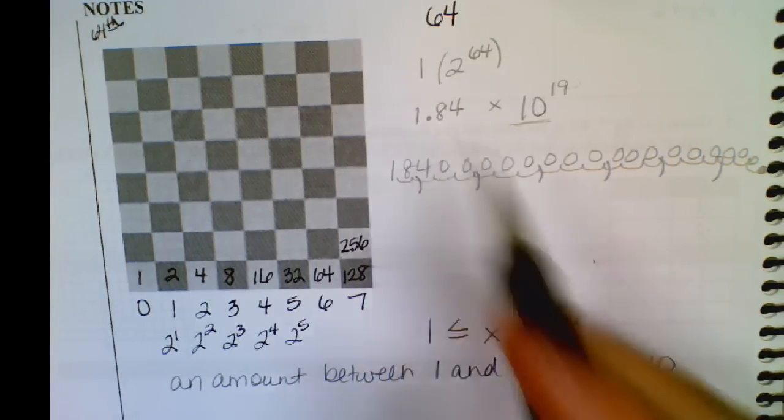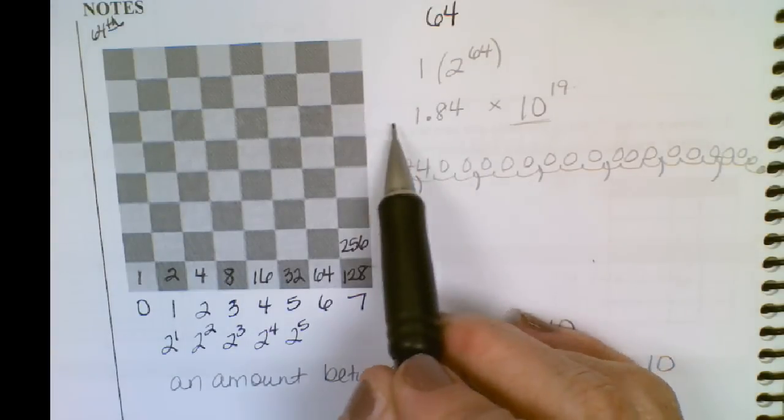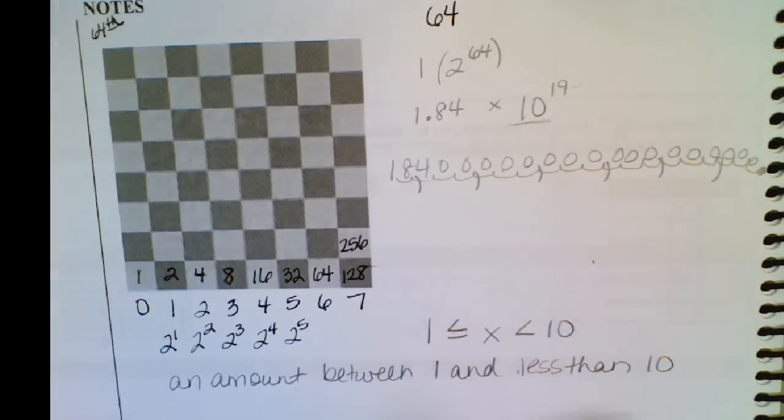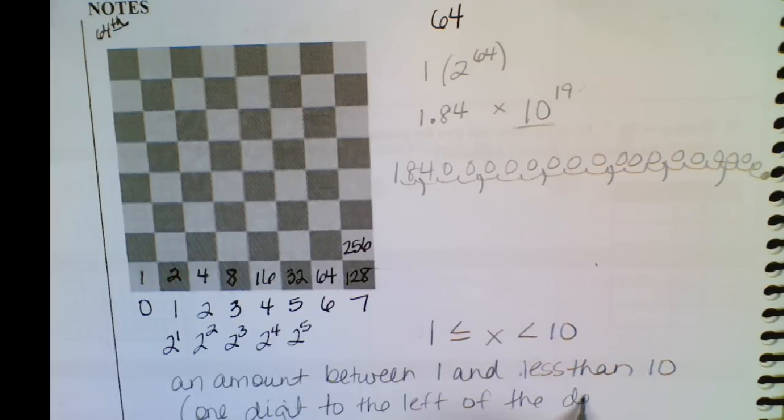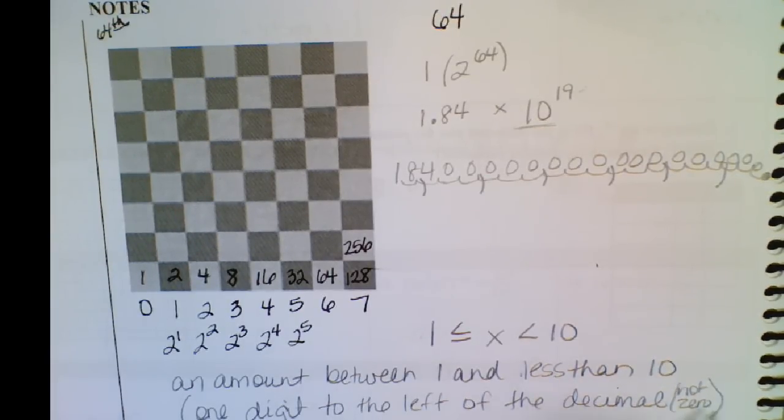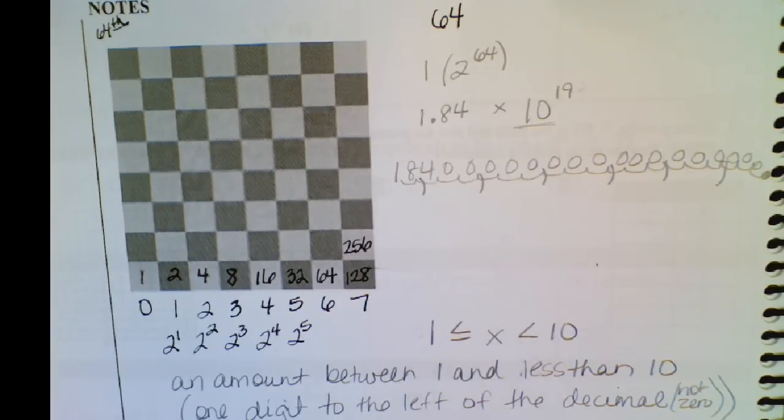What happens then is we only ever have one number to the left of the decimal. Okay? So you have one digit to the left of the decimal, and that can't be a 0 because it has to be between 1 and 10.